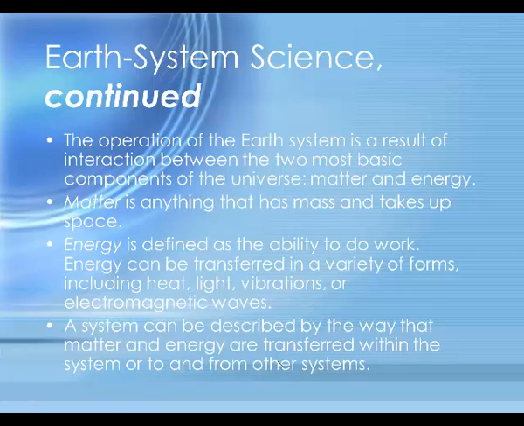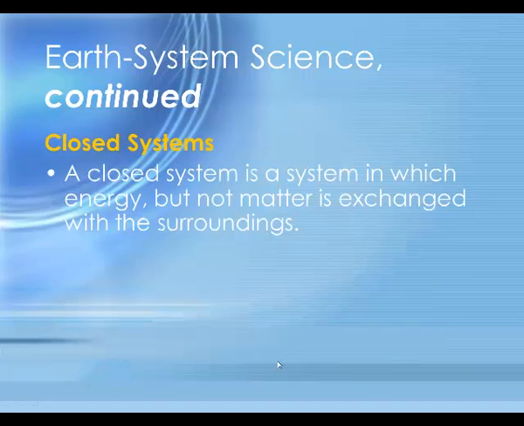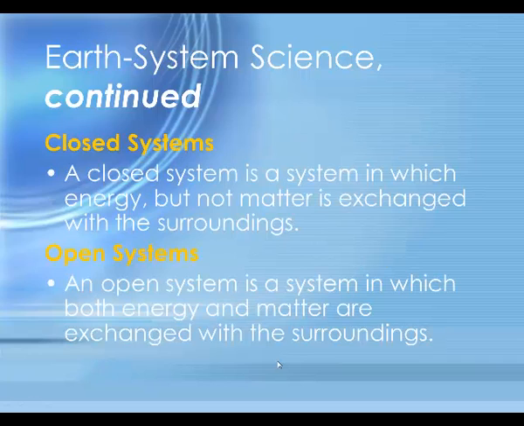There are two major systems that we're going to talk about when we talk about Earth system science. The first system is a closed system. That is a system in which energy, but not matter, is exchanged with the surroundings. So energy is going to be exchanged, no matter is exchanged. An open system also has energy being exchanged, but it does also have matter being exchanged. So an open system exchanges matter and energy with its surroundings.